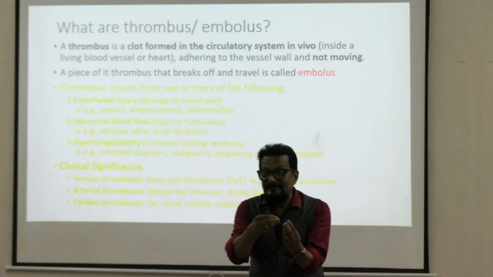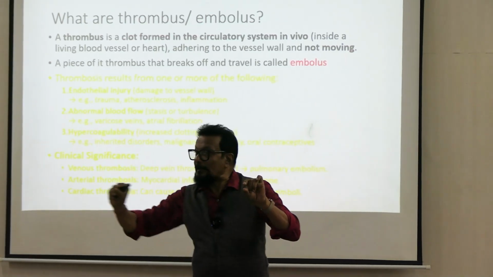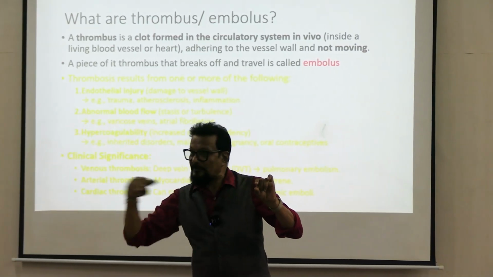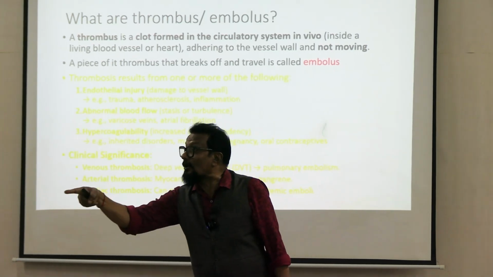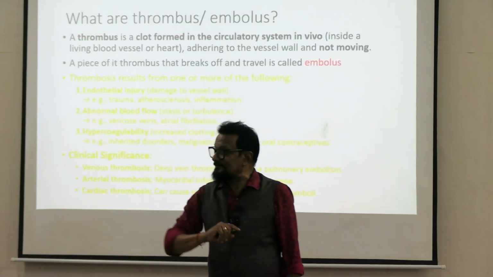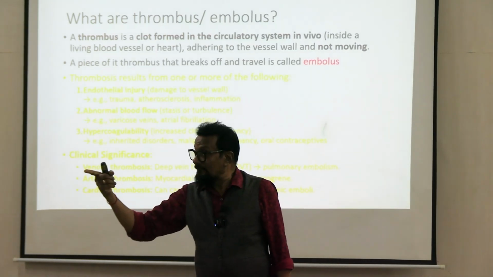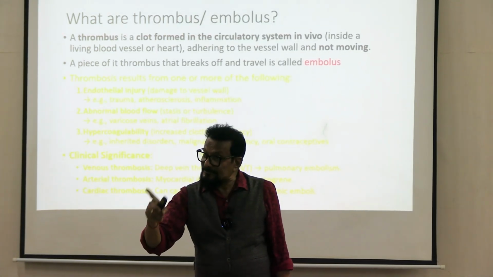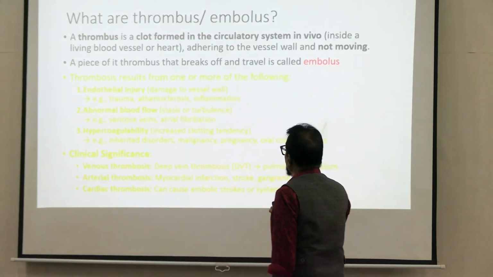A part of the thrombus can come out and enter the smaller vessels, ultimately blocking a vessel with this small part. This small part is called an embolus. Multiple fragments are emboli. So you understood what is an embolus, where is the clot, where is the thrombus? So these are the things.